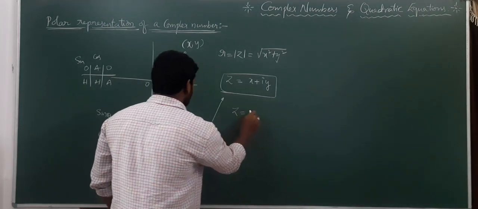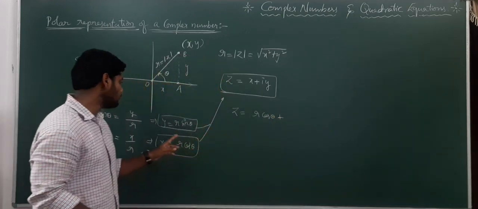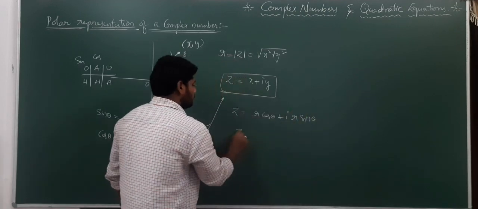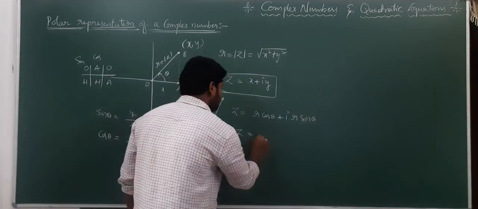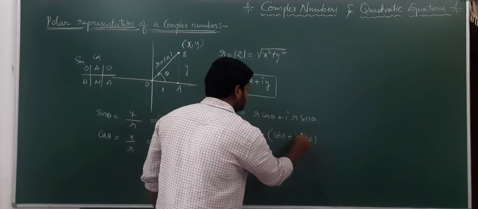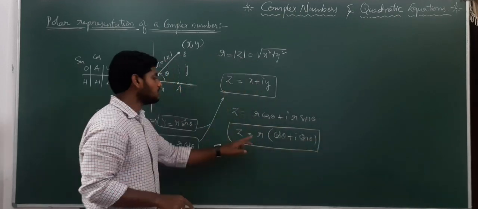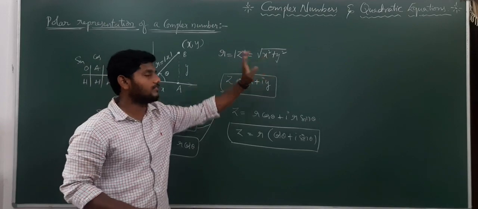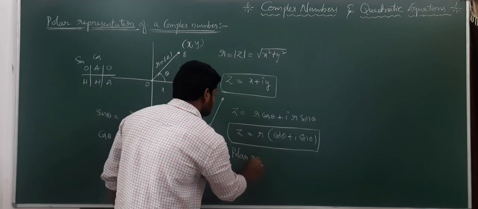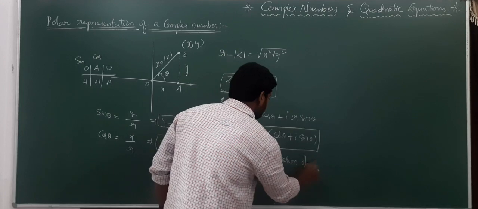z is equal to x plus iy, so x is r cos theta, plus i into y, which is r sin theta. Now from these two, what can we take common? r we can take common. r common means cos theta plus i sin theta. Here we can write r as modulus of z. Both are the same. r is modulus of z, that is nothing but square root of x square plus y square. This is nothing but the polar representation of a complex number.